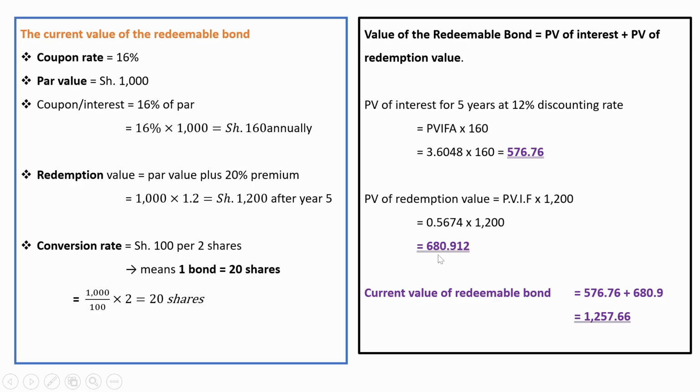Current value of the redeemable bond is, you take the present value of interest, you add it to the present value of the redemption value, 680.912. So after you have done the additions, the answer will be 1257.66. So that is the answer for the first part. Let us go to the next part.